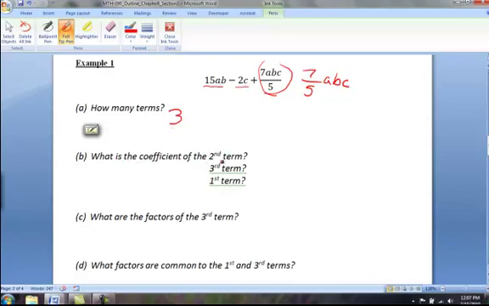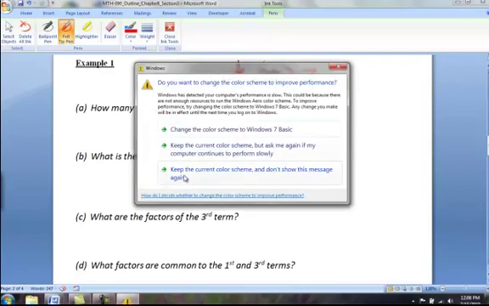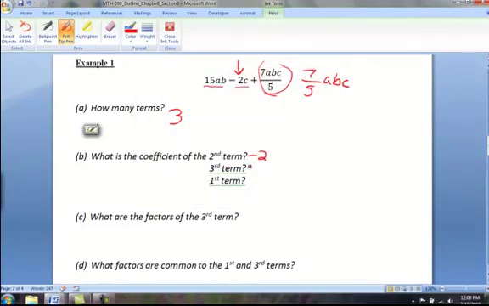What is the coefficient of the second term? Well, the coefficient, you have a 2, but remember, you have to take the sign in front of it. So the coefficient of the second term is negative 2, because the coefficient is the number part, or the number factor of the term. The third term, the coefficient is 7/5. Remember, that's another way to write that. So we're just going to write 7/5. And then the first term, the coefficient is 15.